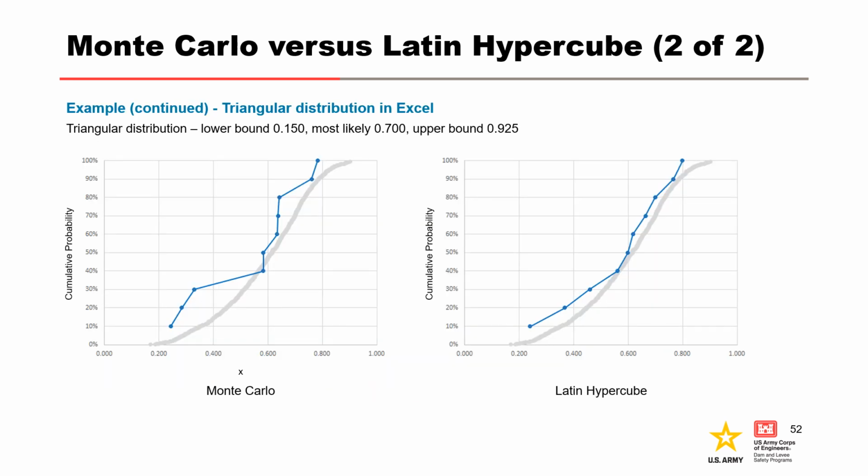So if we go back to the 10 iteration example we stepped through prior to the exercise and compare the results of Monte Carlo sampling versus Latin hypercube sampling, you can clearly see that Latin hypercube sampling does a much better job of matching the expected distribution with the limited number of iterations.